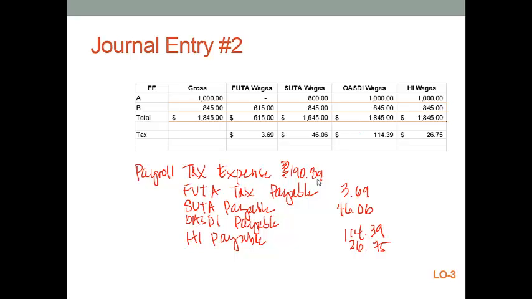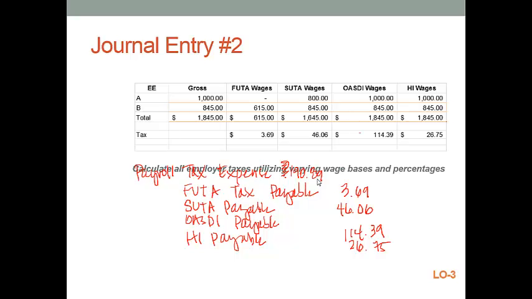Okay, so those are the two journal entries that you make. Again, whether you're paying one employee or a million employees, it's always the same two journal entries. And once you pay somebody, these are the two journal entries that you make.